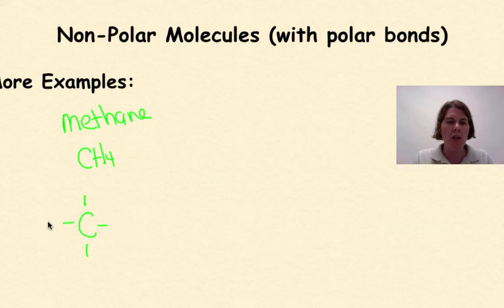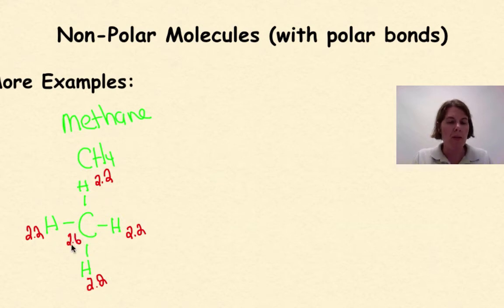So I'm going to put it like this. Have a hydrogen here, here, and here. And then I'm going to assign electronegativity values. And I know that hydrogen is 2.2, 2.2, 2.2, and 2.2. And carbon is 2.6.